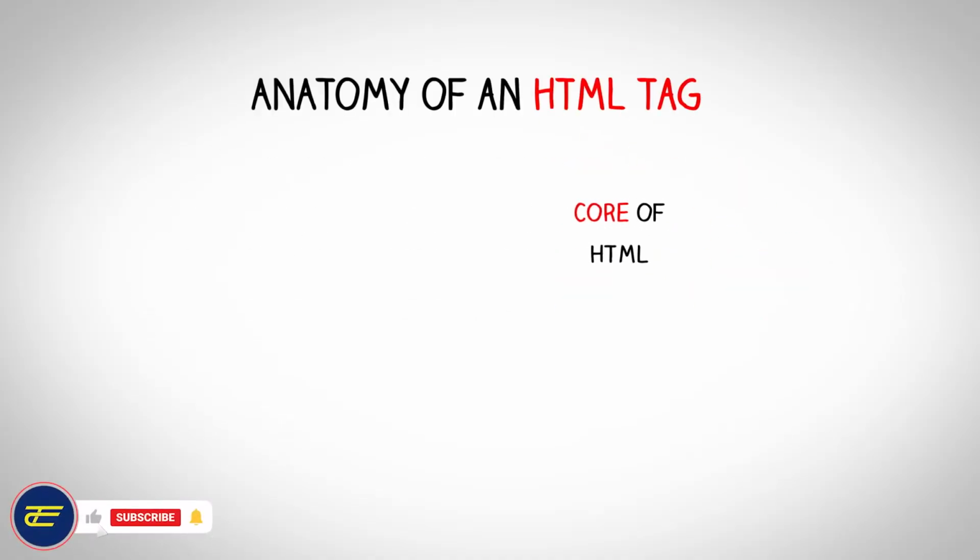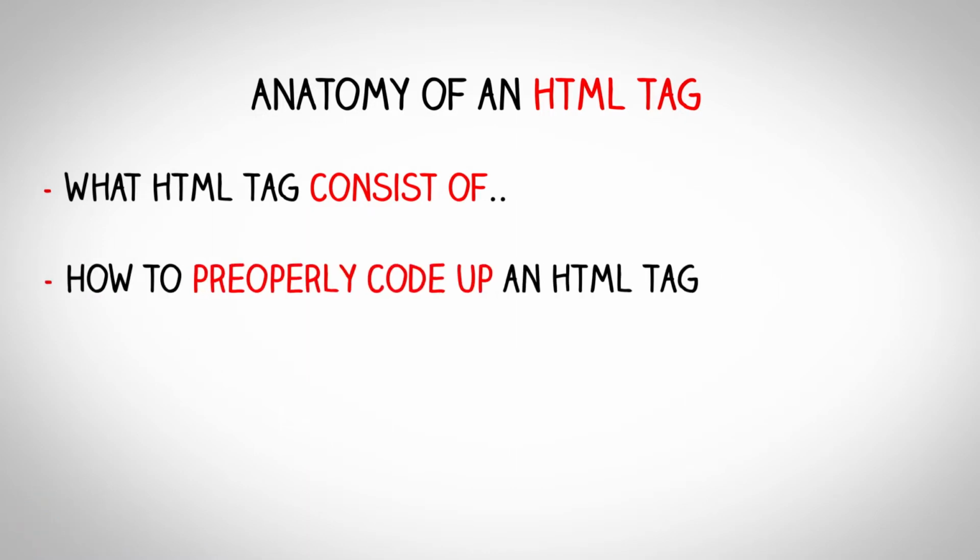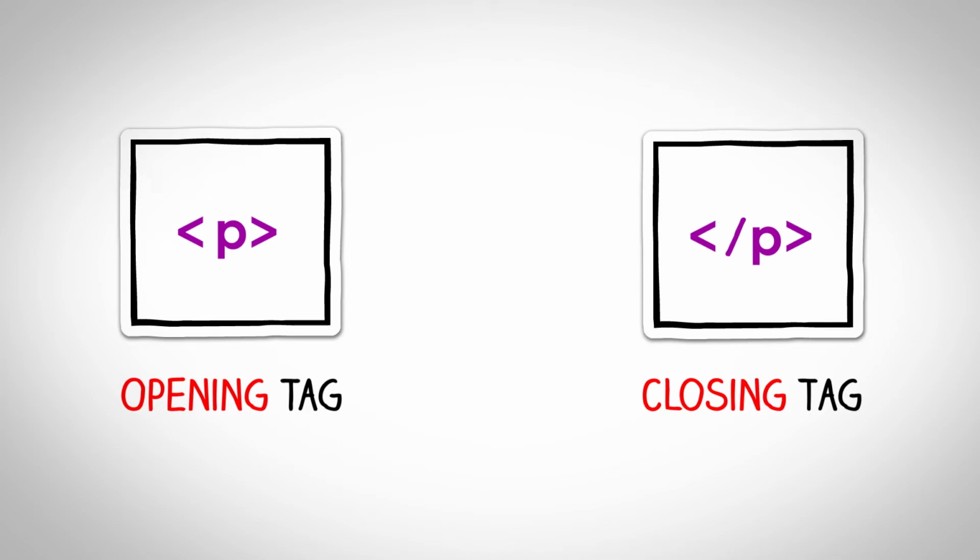The core of the HTML is the HTML tag. So it's pretty important to understand what an HTML tag consists of and how to syntactically properly code up an HTML tag. Usually HTML tags have an opening and closing tag, and they surround some content. In this case, the tag P, which stands for paragraph, is communicating to us that the content in the white area should be treated as a paragraph.